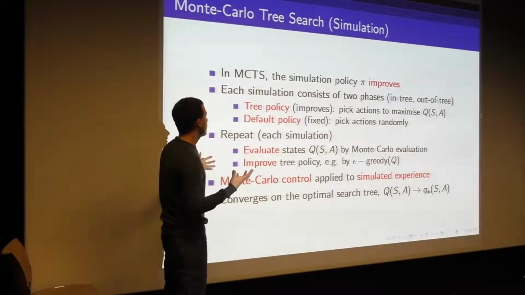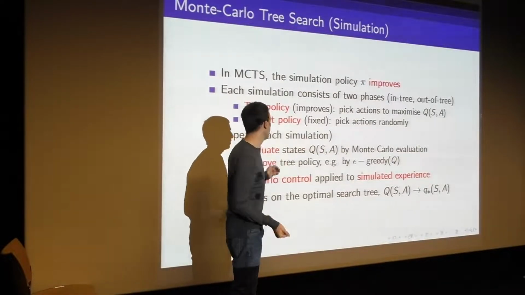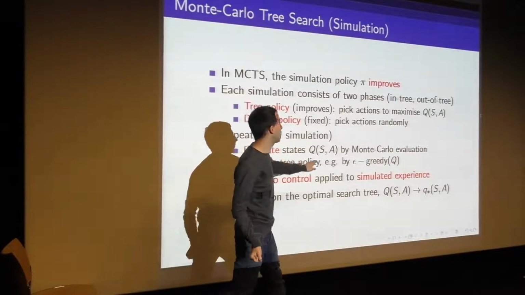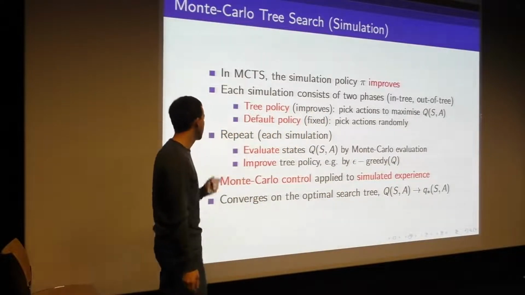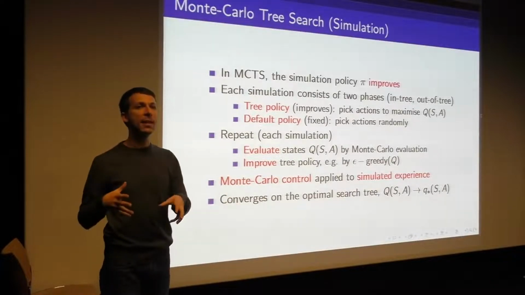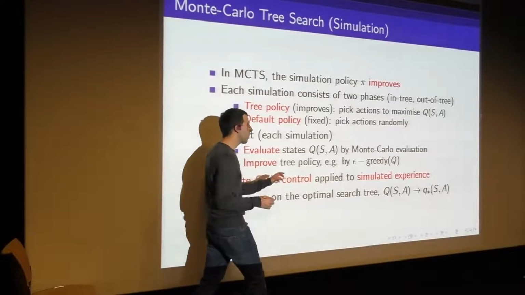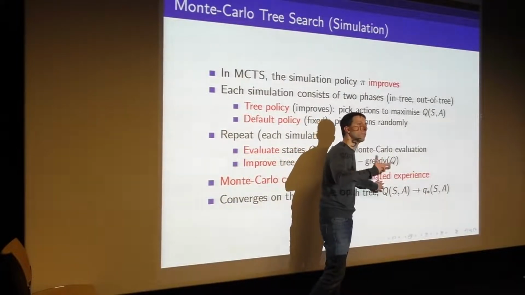And so the algorithm is that every simulation, we evaluate our states by Monte Carlo evaluation, but then we improve our tree policy by, for example, epsilon greedy, or smarter strategies using bandits. And this algorithm, it turns out, is one we've already seen before. It's basically Monte Carlo control, but applied to simulated episodes of experience that start from the root state.